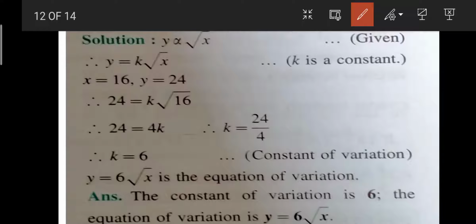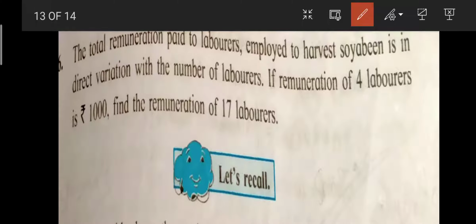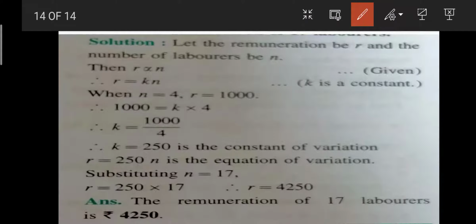We'll do the next, that is the last one, question number 6. Come to your textbook page number 37, question number 6. The total remuneration paid to laborers employed to harvest soya beans is in direct variation with the number of the laborers. If the remuneration of 4 laborers is 1000 rupees, find the remuneration of 17 laborers.